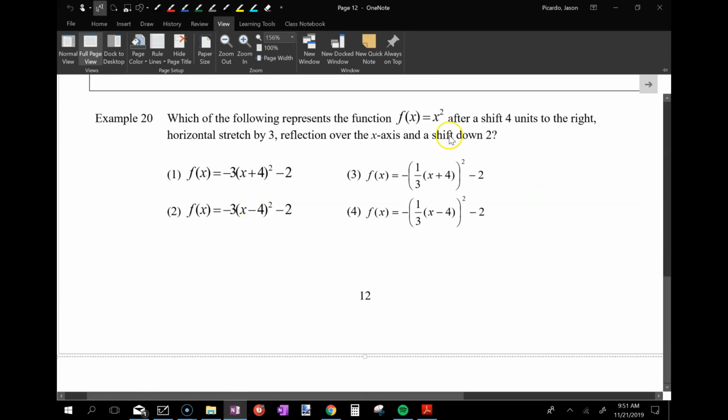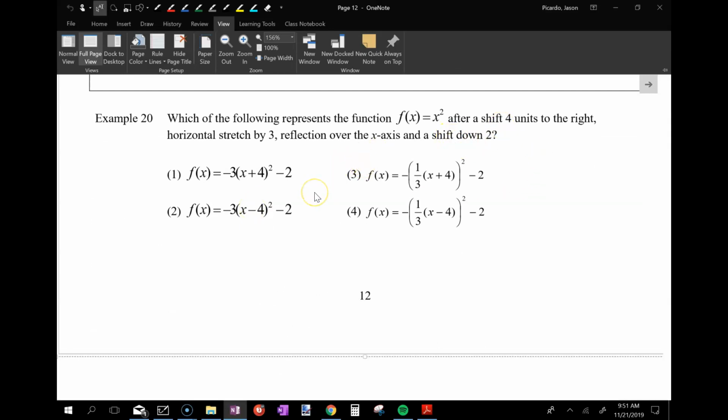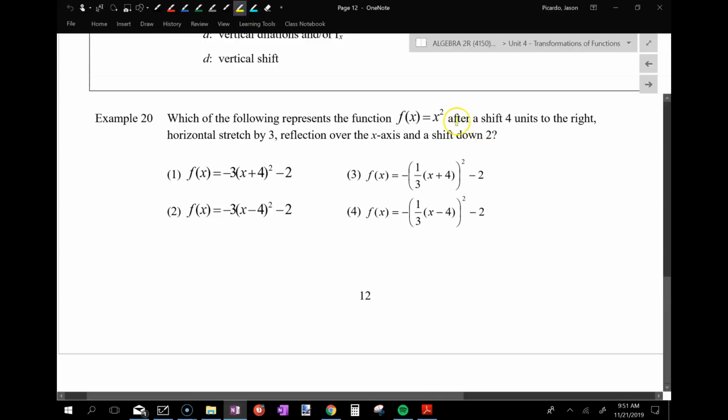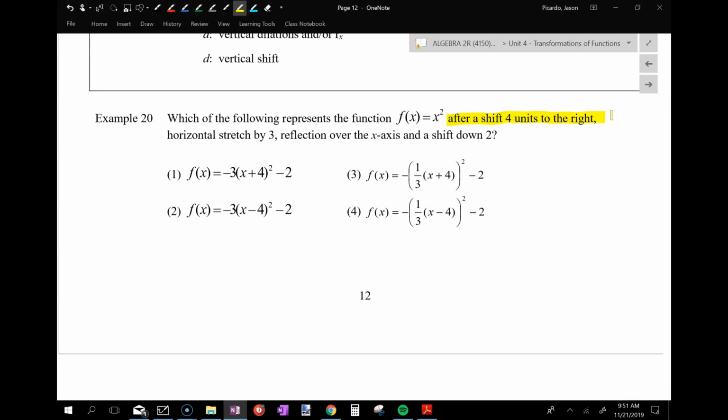All right, so I want to take this question and answer it. It says, I'm going to take the graph f of x equals x squared, and I want to do the following things to it, and I want to figure out which one of these matches. So this says that I want to shift 4 units to the right.